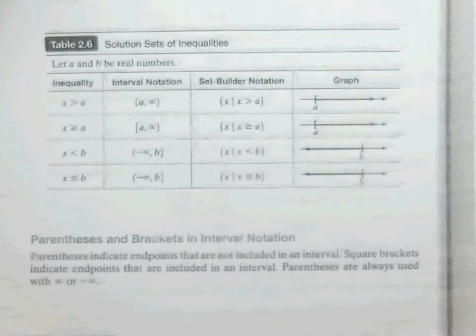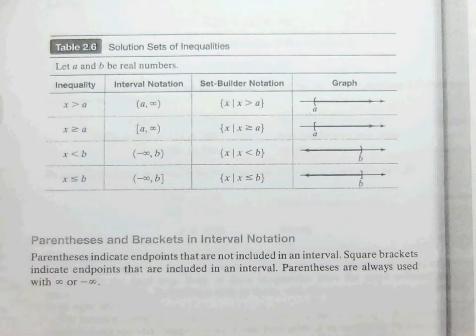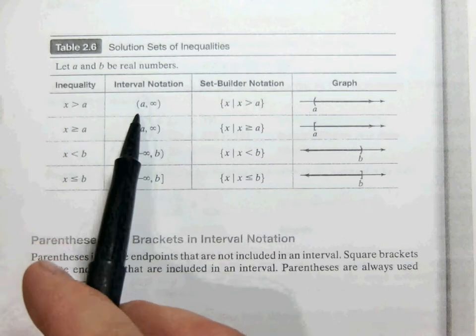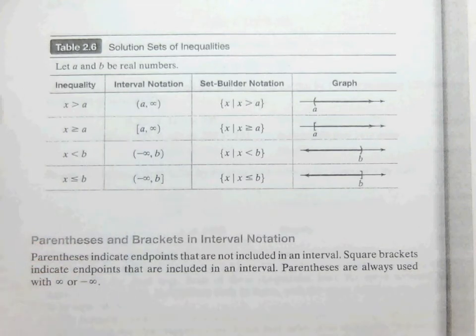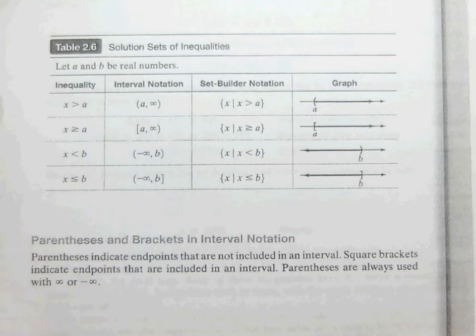Okay, if I wanted to show x is greater than some number a, that means I'm going to start at a and go all the way up to infinity. A is not included, so it's a parentheses. Strictly greater than a, not equal to a. Greater than or equal to a, now a gets a square bracket all the way up to infinity. The infinities always get a parentheses.